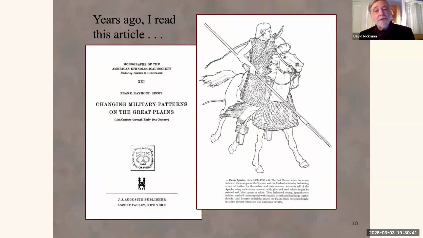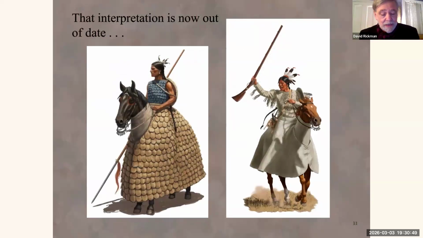Now, years ago, I took that description and made this drawing, which was pretty good for its time, but I've since learned that it's out of date.